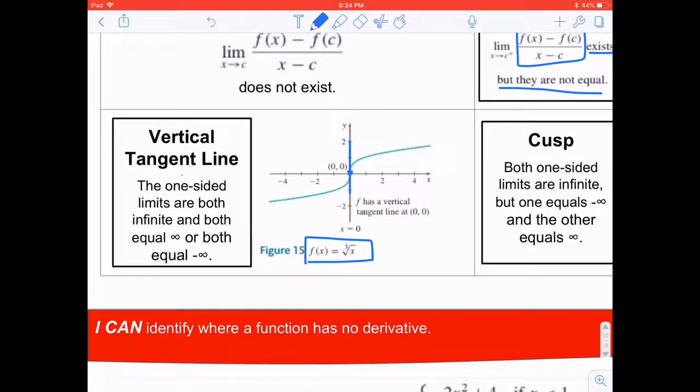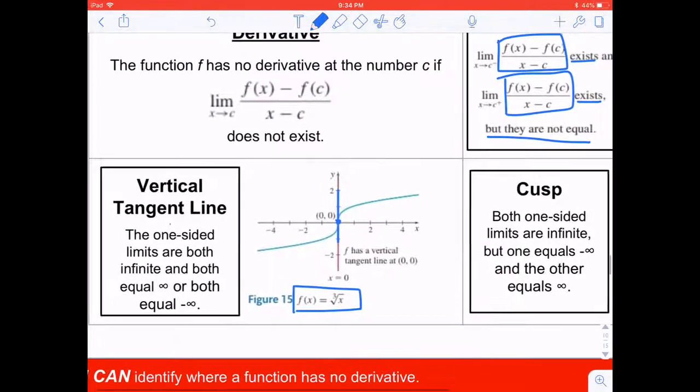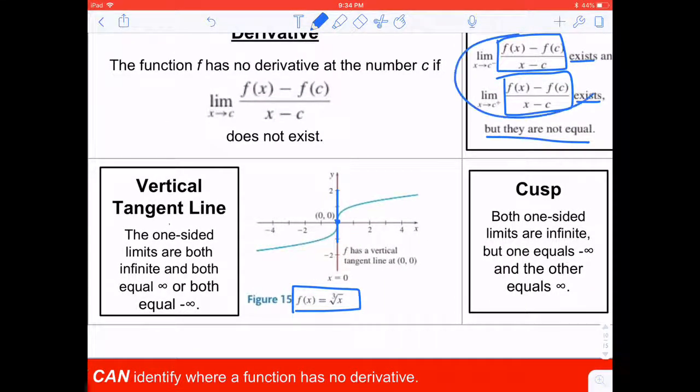And you can check the one-sided limits just like what we did here in this section of each of those, and you're going to see that they're both going to equal infinity, or they're both going to equal negative infinity. In this case, I believe they both equal infinity.